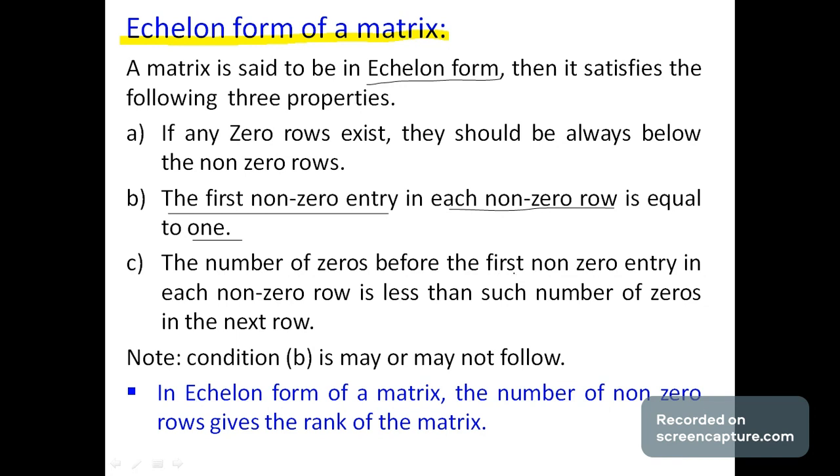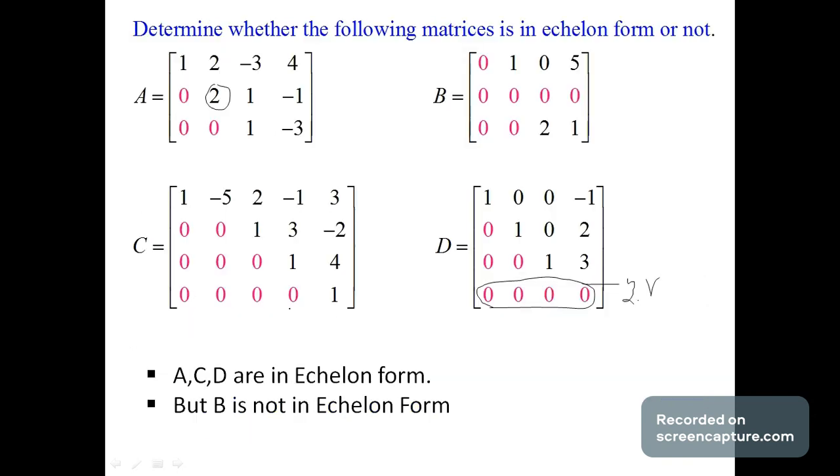Next, the number of zeros before the first non-zero entry in each non-zero row is less than such a number of zeros in the next row. So we will see that point. The number of zeros before the first non-zero entry is less than such a number of zeros in the next row. You observe that.